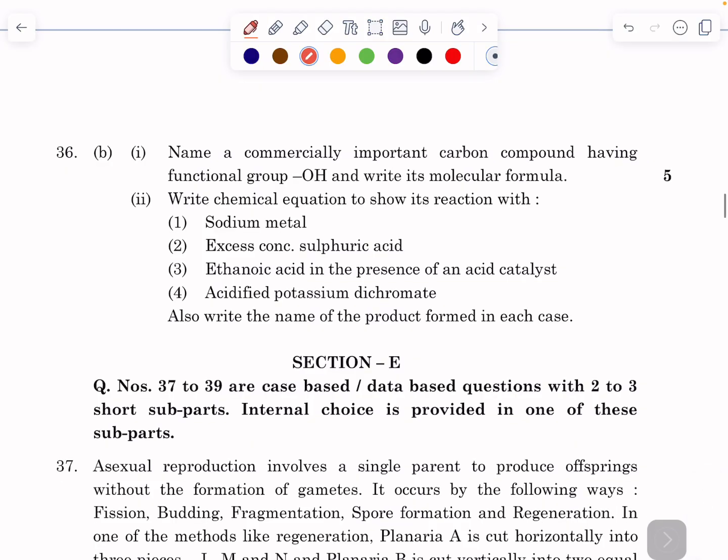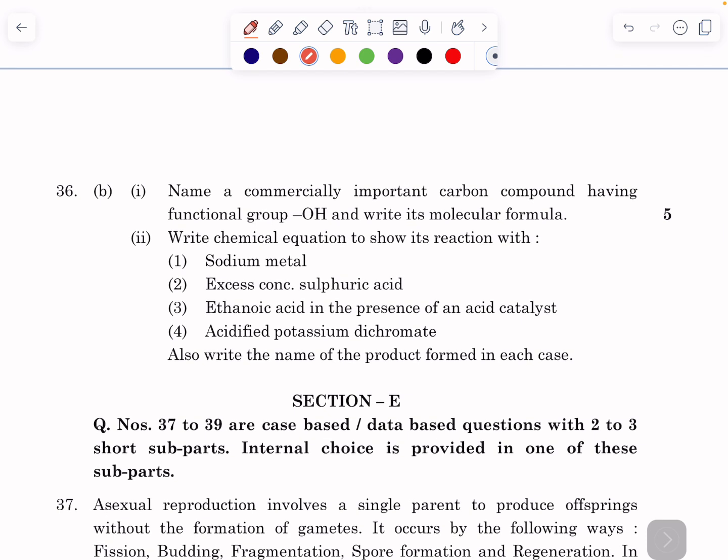Name the commercially important carbon compound having functional group OH and write its molecular formula. That commercially important carbon compound having functional group OH is ethanol. So what is the functional group? It is ethanol, C2H5OH. And what is the name of this compound? That is ethanol. And write its molecular formula. The molecular formula of ethanol is C2H5OH.